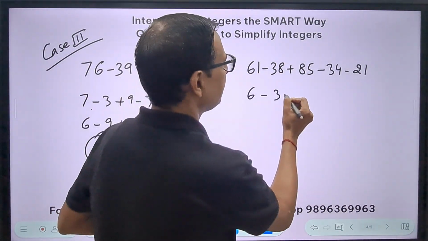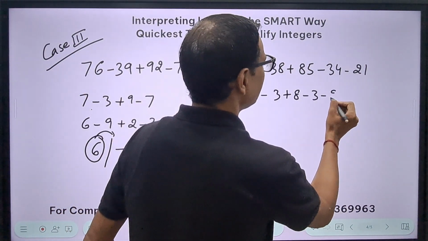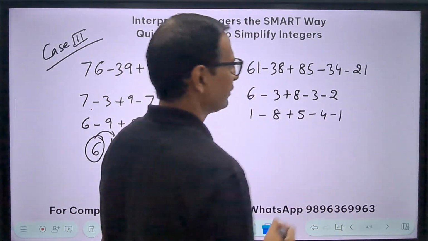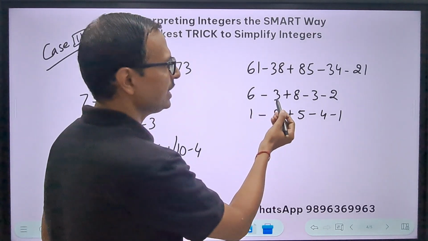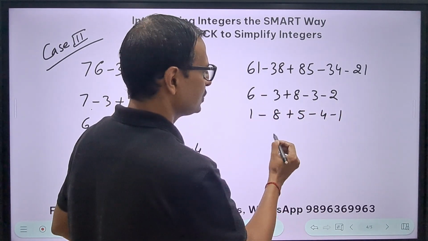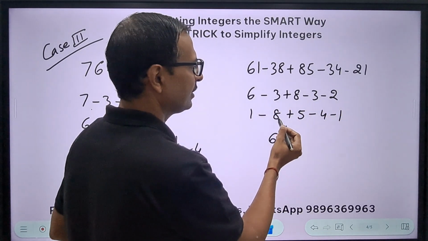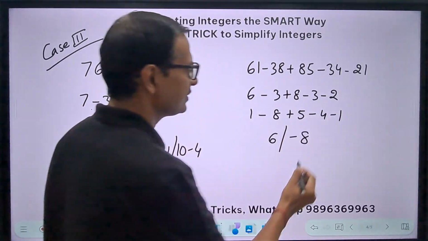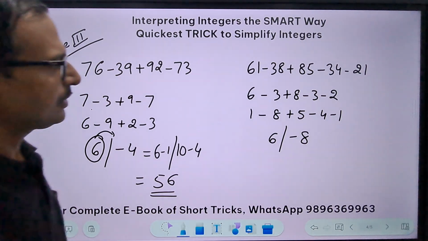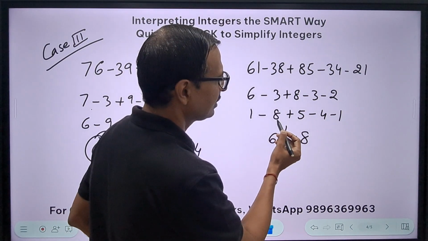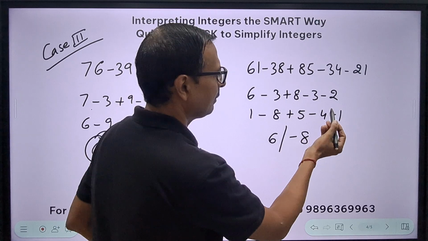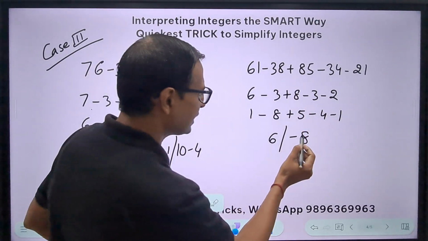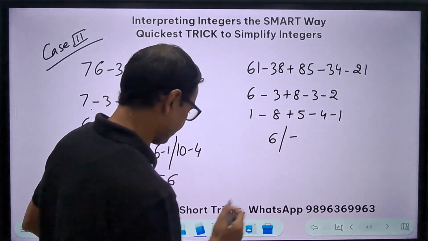Let's see this. 6 minus 3 plus 8 minus 3 minus 2, and 1 minus 8 plus 5 minus 4 minus 1. Okay, so what is this? 3 minus 3. 8 minus 2, 6. Minus 7 minus 2, minus 2 and minus 5, minus 8. 6 and minus 8. Let's check this. Minus 7, minus 8, minus 12, plus 5 is minus 7. So a small correction there. Let's make it minus 7.